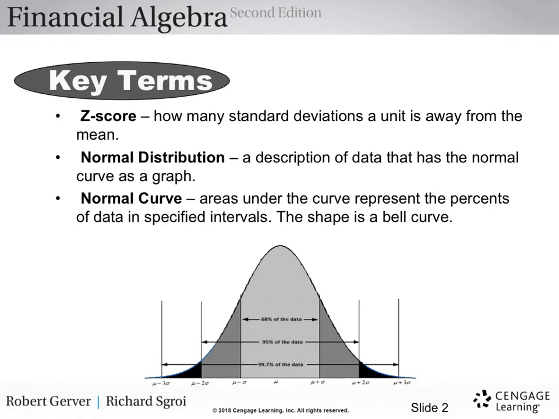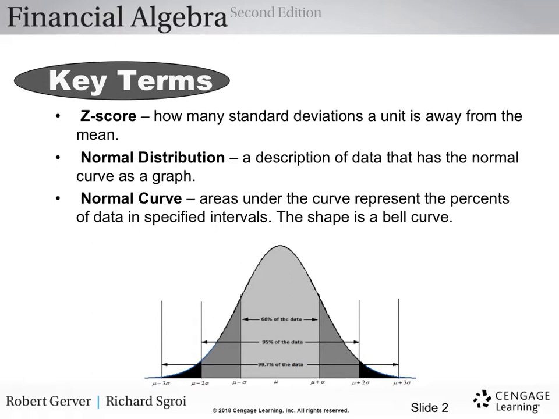All right, let's look at some key terms that we're going to need to understand and define. First of these is z-score. A z-score is how many standard deviations a unit is away from the mean. Remember, the mean is the average, and how many standard deviations it is away from that mean, that is the z-score. Next is normal distribution. This is a description of data that has the normal curve as a graph.